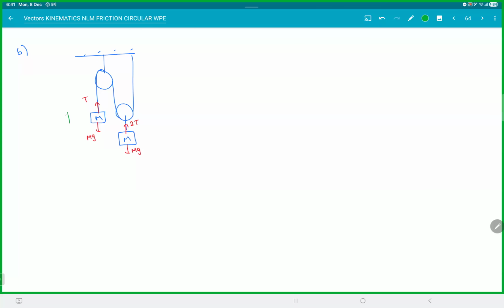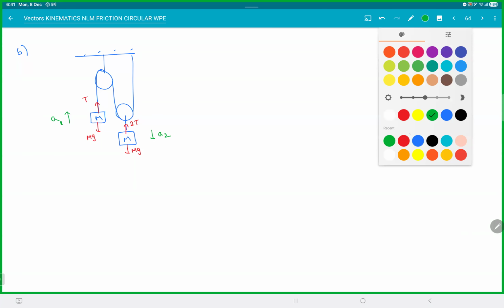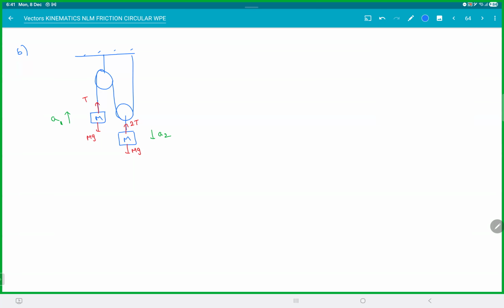Let's say this guy is going up with A. This guy will go with A by 2. I hope you can see and tell. You don't know how to do that? Let this go with A2, and this with A1. String constraint: how to do the string constraint? Tension into acceleration: T1 A1 plus T2 A2 plus T3 A3 must be 0. That will be tension times A1, and this will be 2 times tension times minus A2, equal to 0. So we get A1 is equal to 2A2. This is the relation from the string constraint.